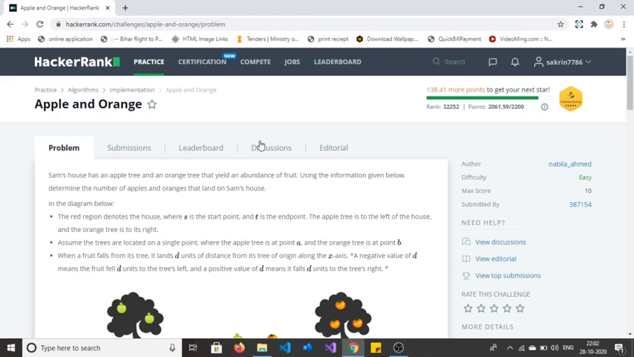Today I am going to solve this HackerRank problem based on algorithm implementation. The problem name is Apple and Orange. If you love fruits, then you will become happy when you find some fruits in your house. How will you get some fruits? So you have to understand the problem statement.